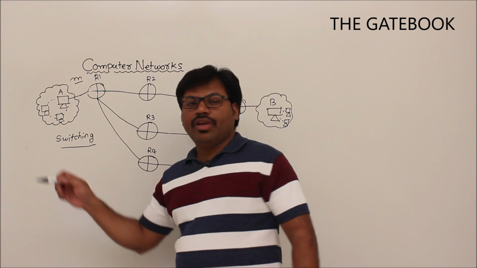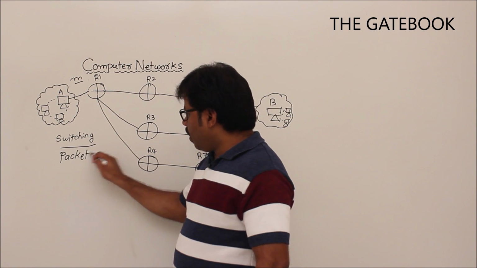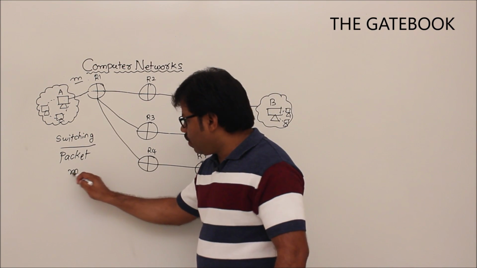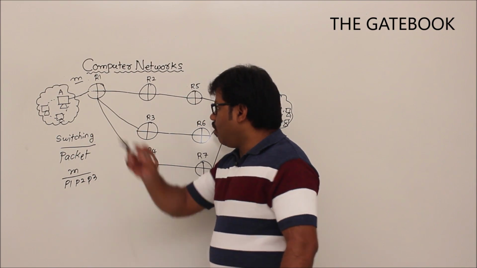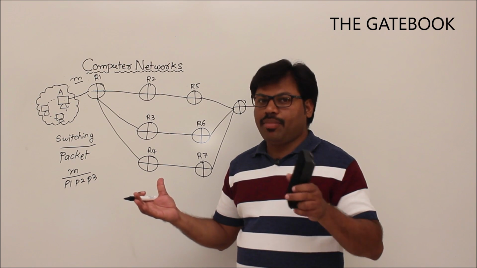Switching can be done in so many ways. One popular way is packet switching. I would like to talk about packet switching. In packet switching, your message is divided into some tiny units called packets P1, P2, P3. After that, each router forwards its packets independently.